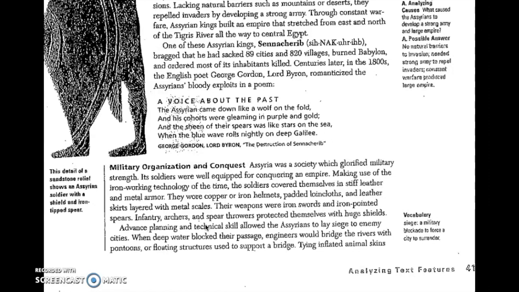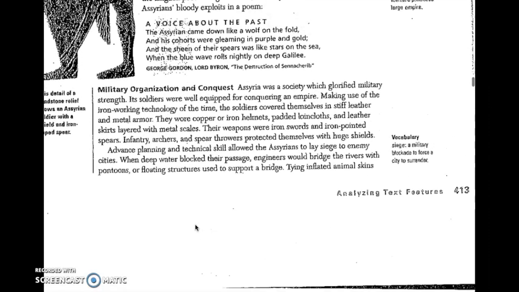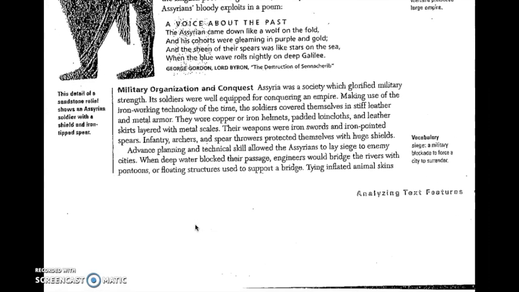Advanced planning and technical skill allowed the Assyrians to lay siege to enemy cities. When deep water blocked their passage, engineers would bridge the rivers with pontoons, floating structures used to support a bridge, tying inflated animal skins. So off to the left here, this detail of a sandstone relief shows us an Assyrian soldier with a shield and iron-tipped spear. Vocabulary: siege is a military blockade to force a city to surrender.